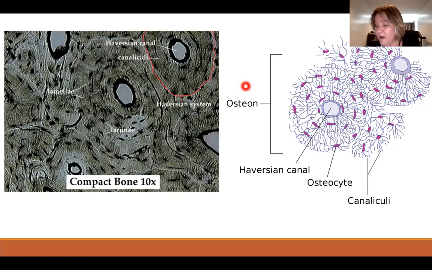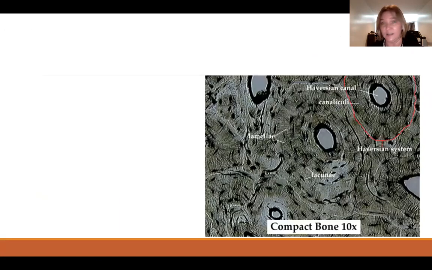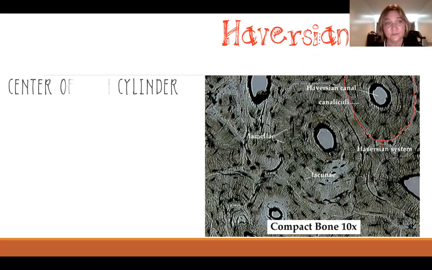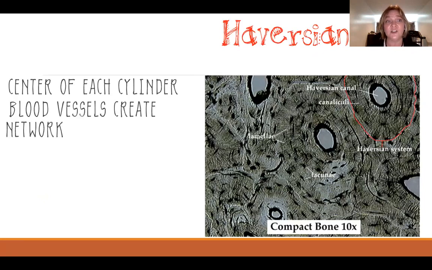This is one osteon, which is a unit of compact bone. You can see it's got an osteocyte. Remember, cyte means cell, so osteo meaning bone, bone cell. And all the little, was it bluish purple, the little squigglies, that's the lamellae. In the middle, you have the Haversian canal, which is where blood vessels and nerve endings go through. So the Haversian canal is the center of each cylinder of compact bone.